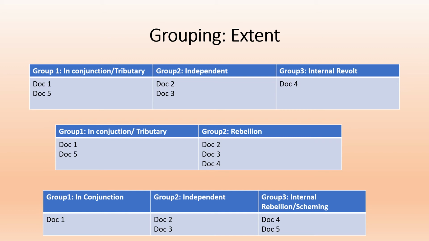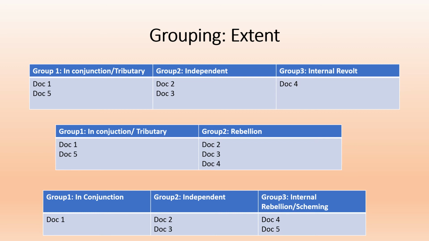So this was kind of the last one that I saw, but this is a possibility, okay? So flip it all around, all right? So your 2 solid groups, so one group could be, actually I probably should have done these in a different order. So do group 3 as your first group, so to speak. Internal scheming or rebellion, document 4 and 5.